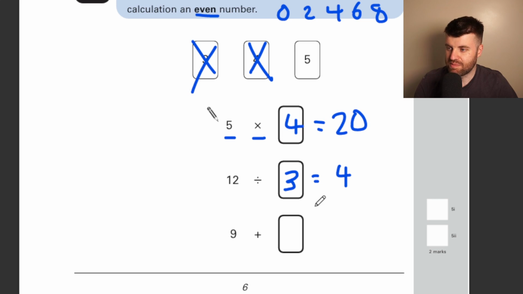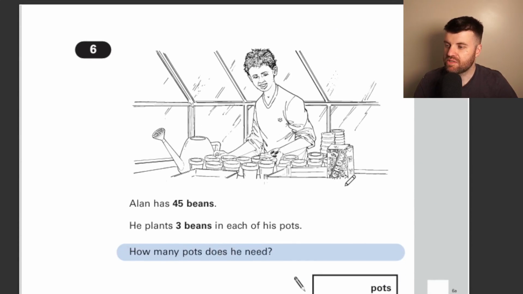Now, that only leaves me with 5, so I'm going to whack it straight in and hope it works. I can prove it because 9 plus 5 is 14. Ends in a 0, ends in a 4, ends in a 4. They're all even. 2 marks for this. Seems quite generous, right? Next question.